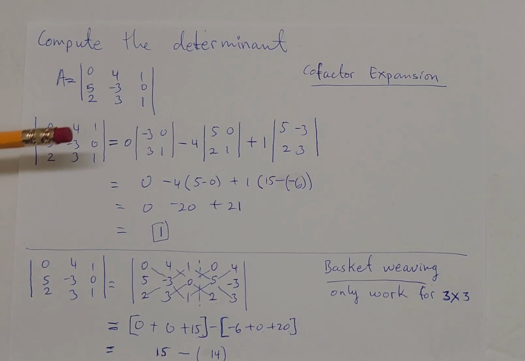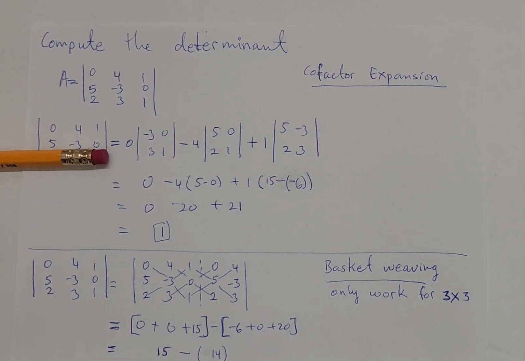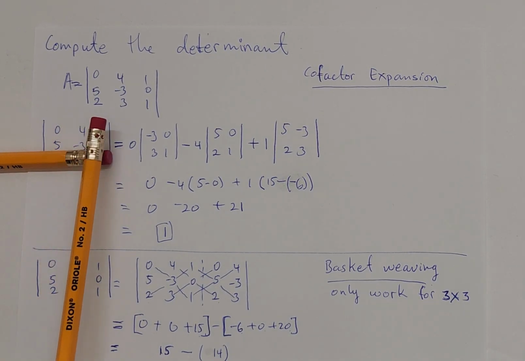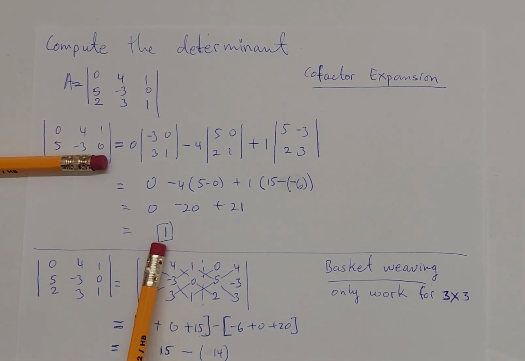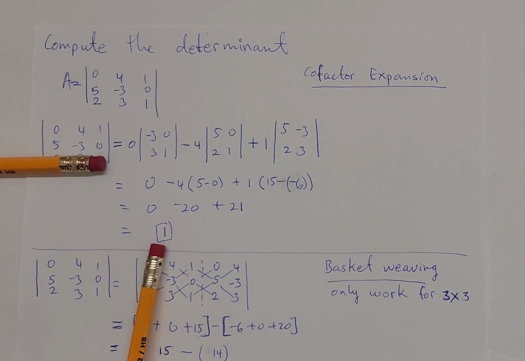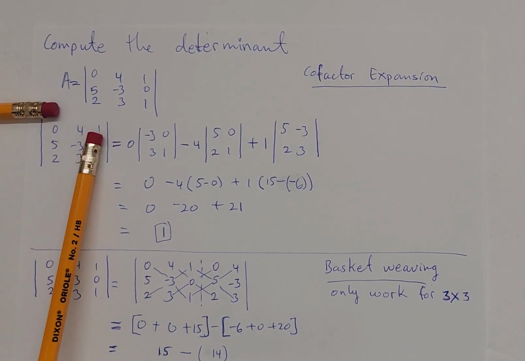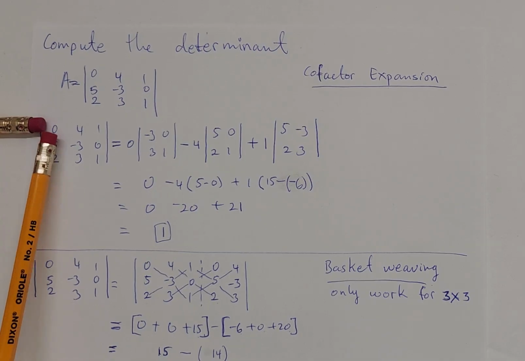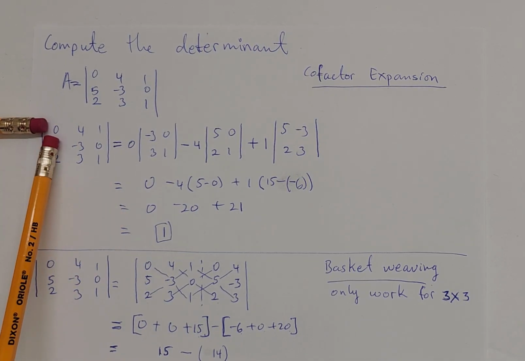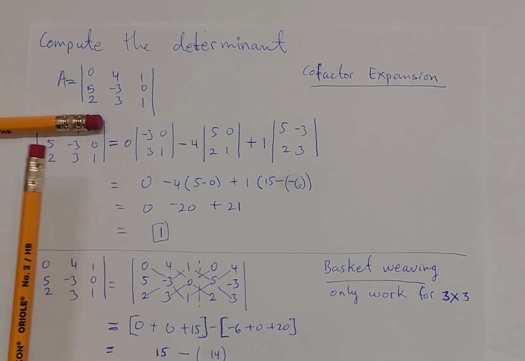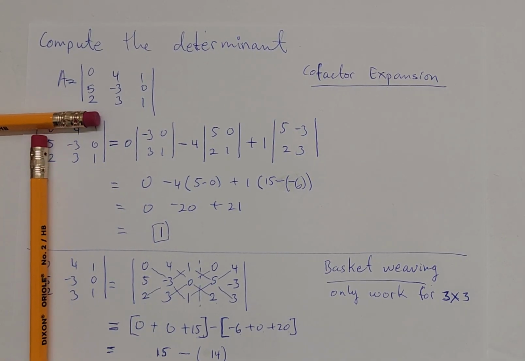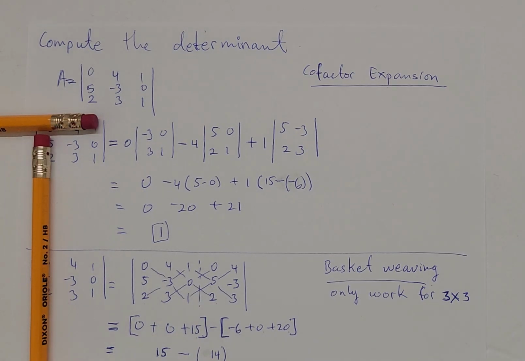Again, you can use any rows, columns, and the result will still come out the same. For the sake of this video, I'm just going to use the first row. So 0 over here, since this is the first term, it will be positive. So 0, block out the first row, block out the first column, and all I see is -3, 0, 3, 1, which is here.